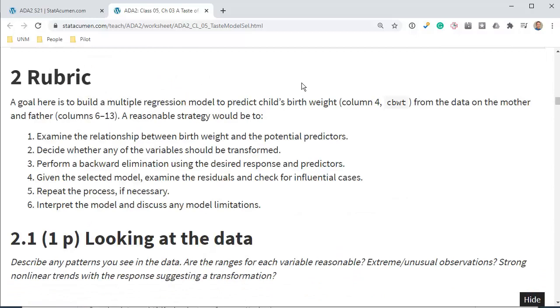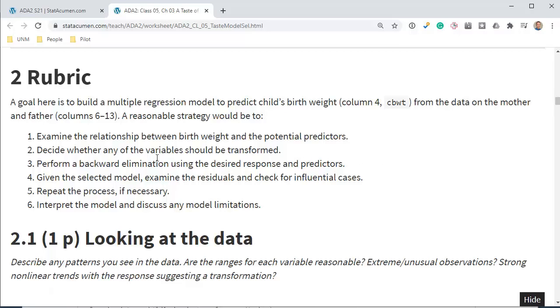All right, here are the 6 steps of this assignment. The goal is to build a multiple regression model to predict the child's birth weight from the data on the mother and the father. A reasonable strategy would be to first examine the relationship between birth weight and the other predictors. We're going to do that and also look at the relationships between predictors. Second, decide whether any of the variables should be transformed. Maybe there's a nice curved relationship that we should consider transforming one of the variables.